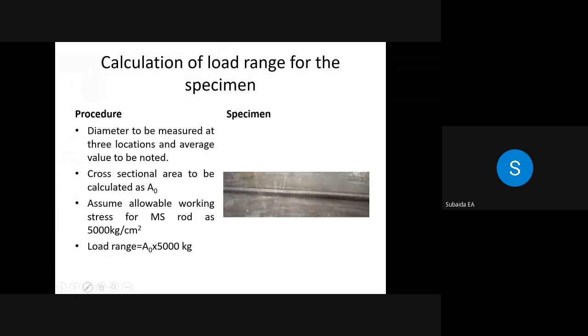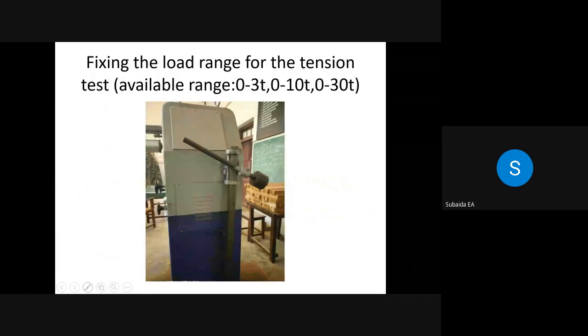Then we have to set the machine in the range 0 to 3 ton. That range is set using this counterweight and the arm available behind the machine. The range will be written there, so we can set the machine accordingly. There will be different loads available, and we can use this counterweight for setting the machine. You can directly see these things when you visit the lab. Then the second range is 0 to 10 ton. When we calculate the maximum load, if we get a value beyond 3 ton, say some 4.2 ton, 4,200 kg, then we have to set the machine within the range 0 to 10 ton.